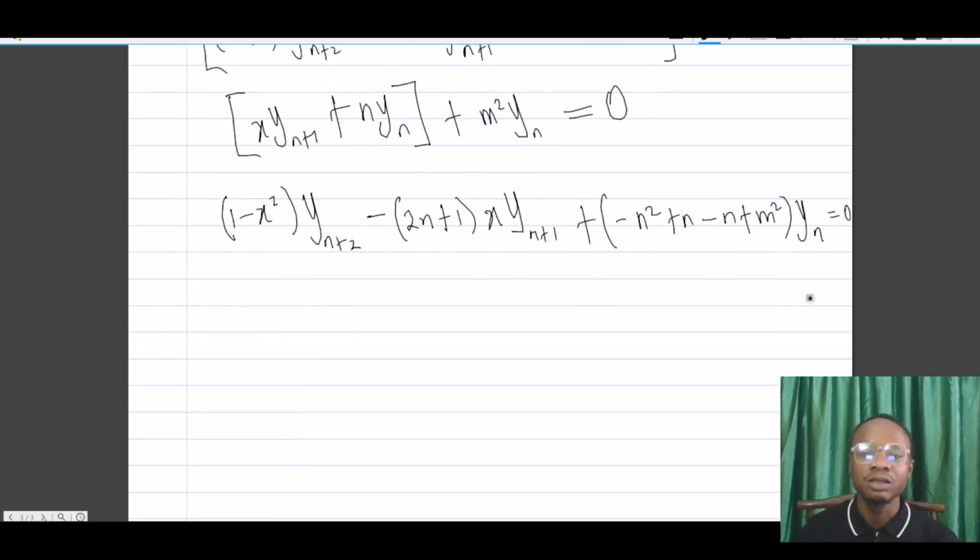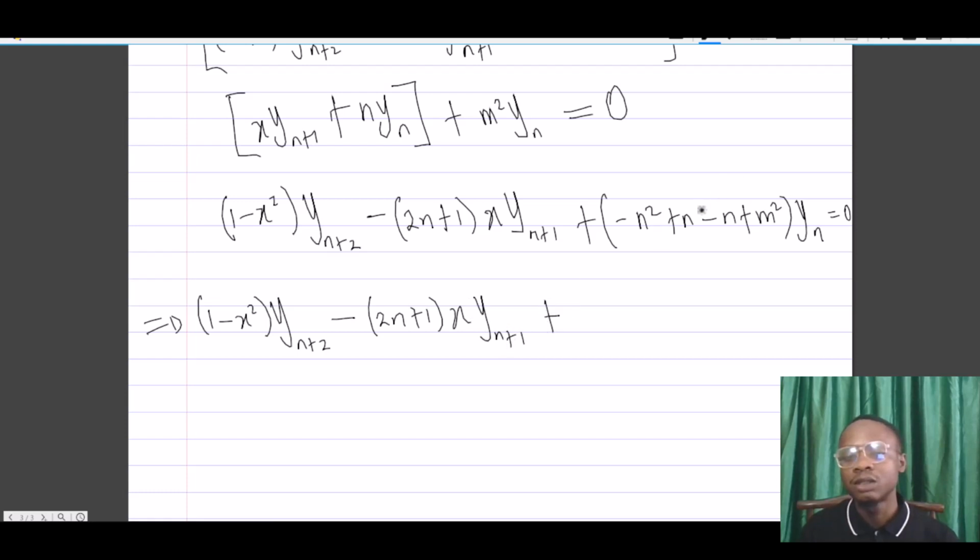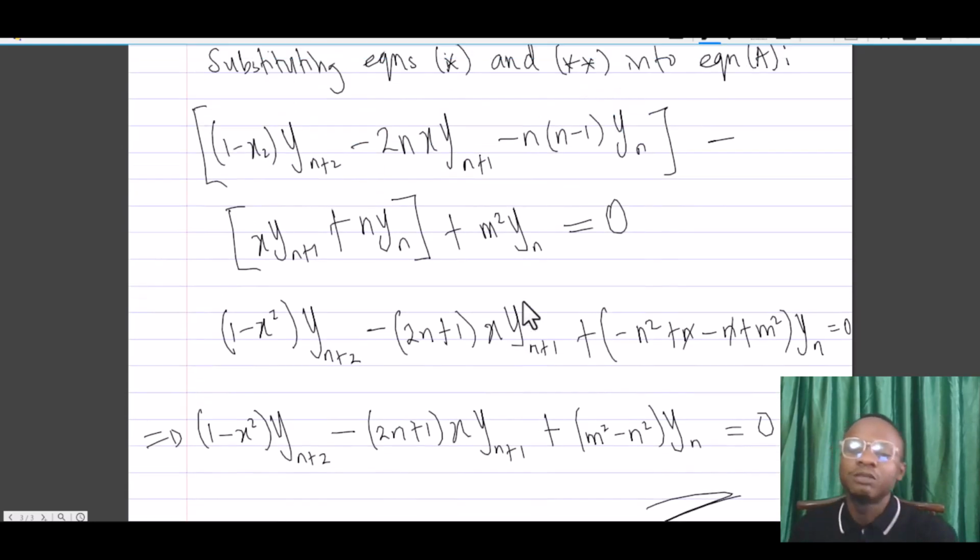Right. So with this, we now have what we are looking for: (1 - x squared) y_{n+2} minus (2n + 1) x y_{n+1} plus, we can see that the n terms cancel, so this is (m squared minus n squared) y_n equals 0. And that is what we've been asked to show in the first part of the problem. So we are done with the first part of the problem.